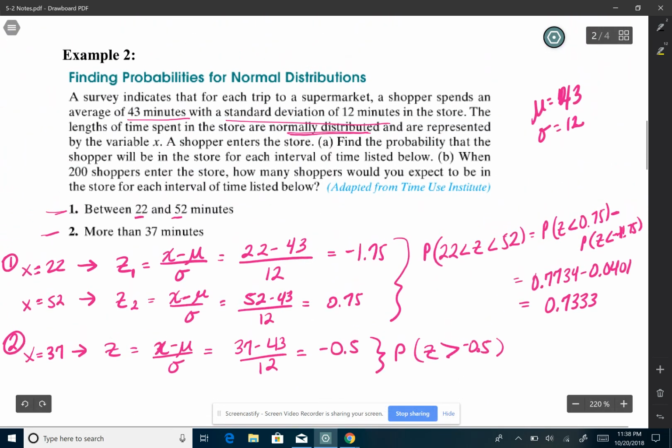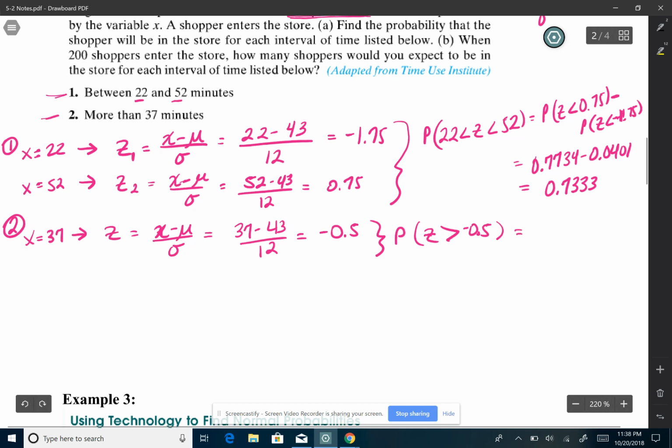So 0.3085, but if we're going greater than, that means we're going to the right, and that number in the table always gives us the amount to the left. So anytime we're going to the right of the number, we always do 1 minus the number from the table. So I'm going to do 1 minus 0.3085, which would come out to 0.6915. So that would mean there's a 69.15% chance that they would be in the store for more than 37 minutes.